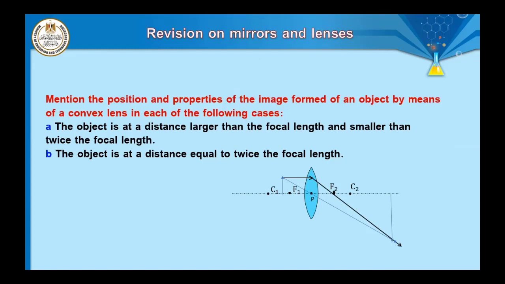What are the properties of this image? Number one, real, inverted, enlarged, and at a distance greater than double the focal length.